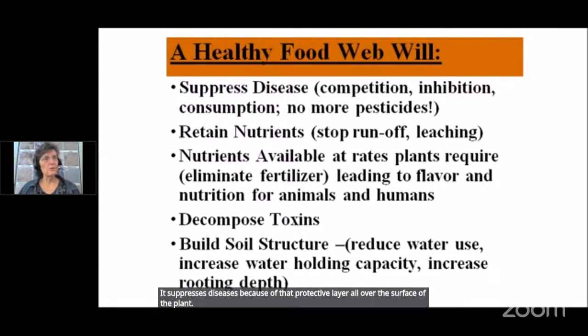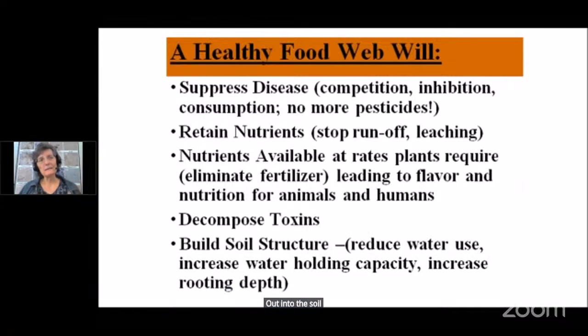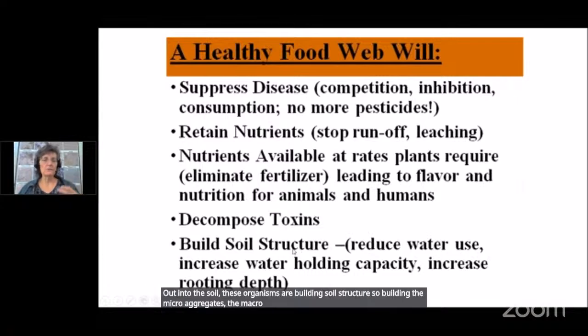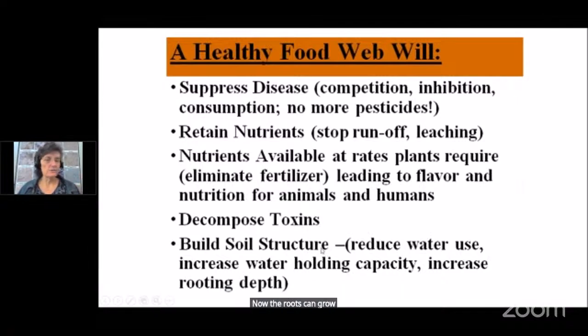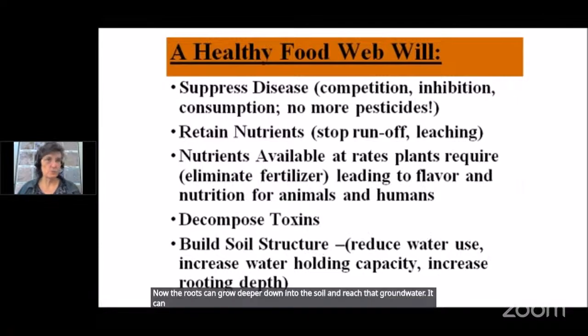Out into the soil, these organisms are building soil structure. So building the microaggregates, the macroaggregates, so you hold more water in your soil, so we don't have drought problems. We increase that water holding capacity. Now the roots can grow deeper down into the soil and reach that groundwater. It can reach that subsurface water.